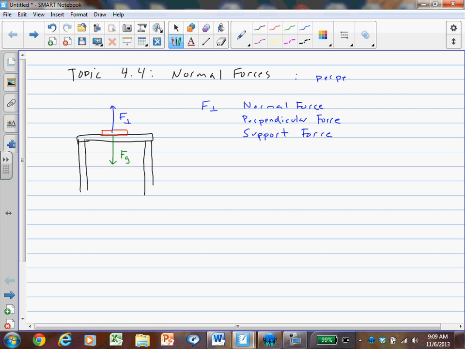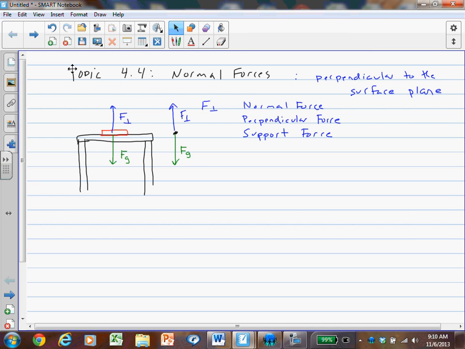Perpendicular to the surface plane. And the free body diagram for the book: I drew the forces on it, but for the free body diagram you make a dot for the object. The Fg is the force of Earth on the book, and F perpendicular is the force of the table on the book.